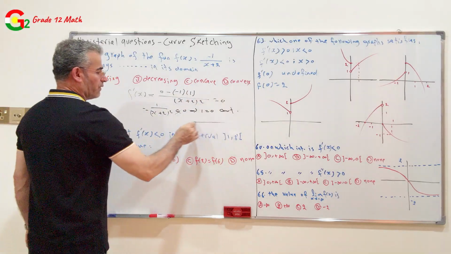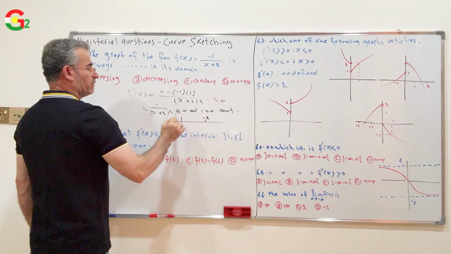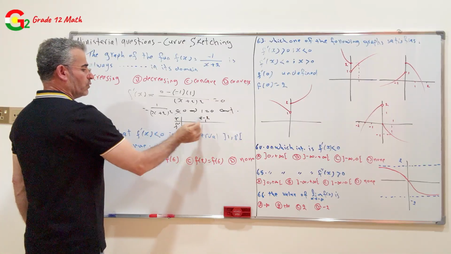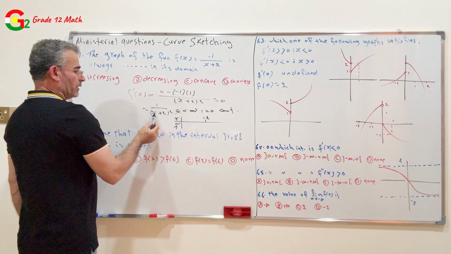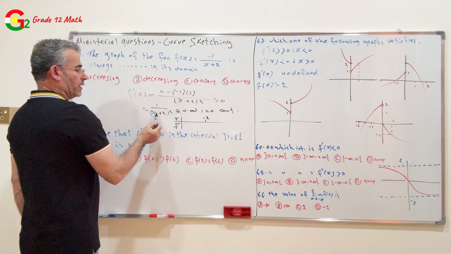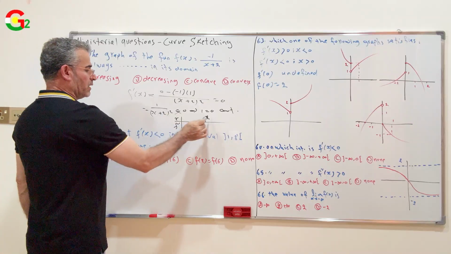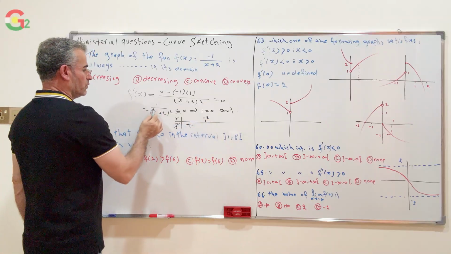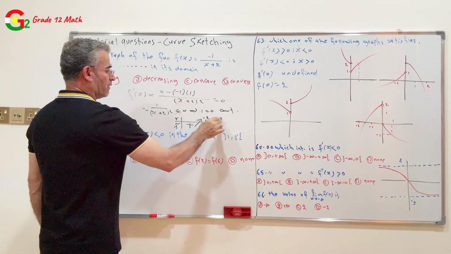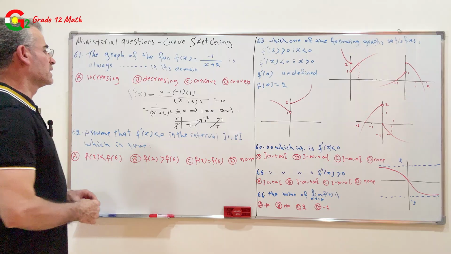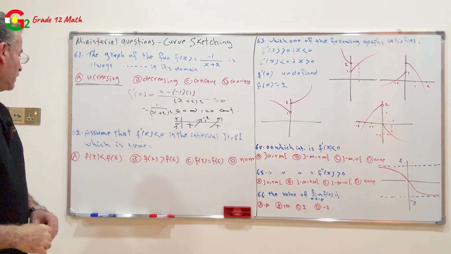Therefore, we find the sign of the first derivative before and after -2. Before -2, 1 over -3 plus 2, it is positive. After -2, 1 over 0 plus 2, also positive. Therefore, the function is always increasing in its domain. The right choice is A.